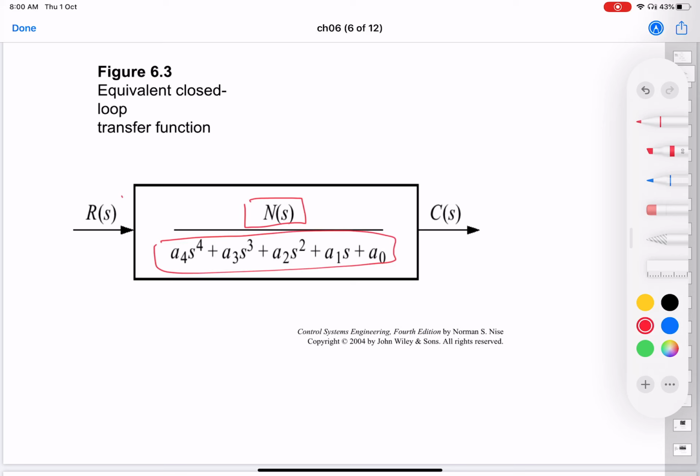Number one. Number two, we're talking only about the closed loop transfer function when we talk about the stability of the system. So suppose this is the closed loop transfer function of the system with some numerator polynomial N(s) and a denominator polynomial which is assumed to be of 4th degree for simplification. So this is N(s) divided by a4 s^4 plus a3 s^3 plus a2 s^2 plus a1 s plus a0.